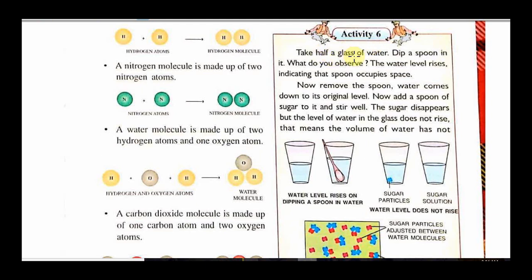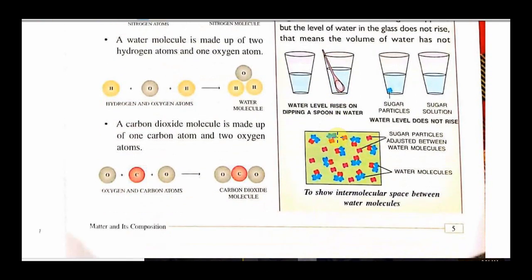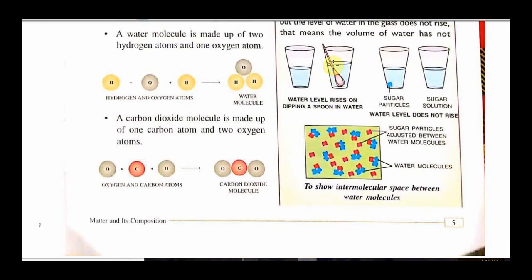Take half a glass of water, dip a spoon in it. What do you observe? The water level rises. It indicates that the spoon occupies space. Now remove the spoon. We will see the water level comes to the original level. Now add a spoon of sugar to it and stir well. The sugar dissolves in it. Sugar disappears, but the level of water in the glass does not rise. It means the volume of water was present there, and we will see that there is no increase in water level.